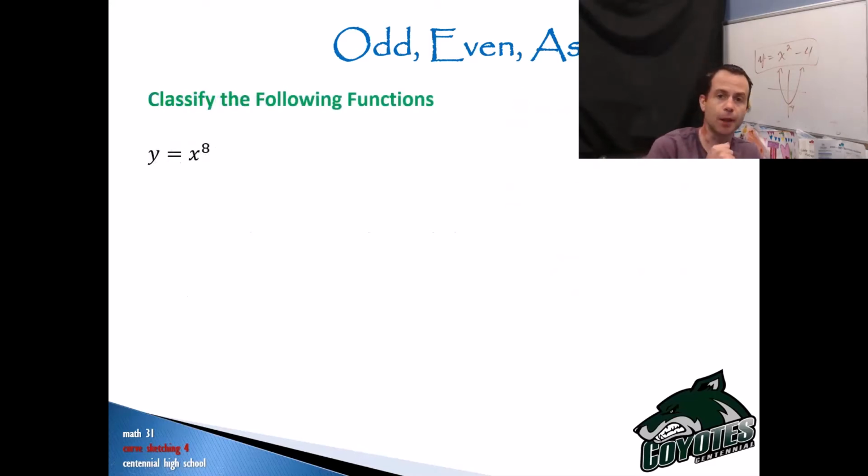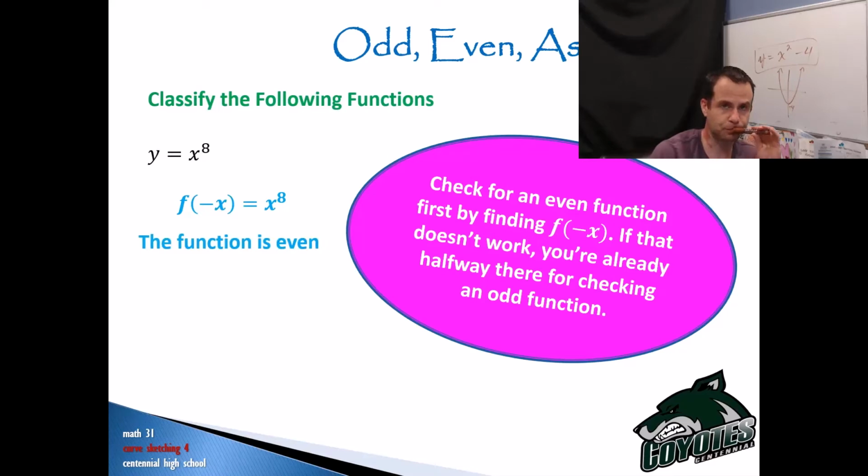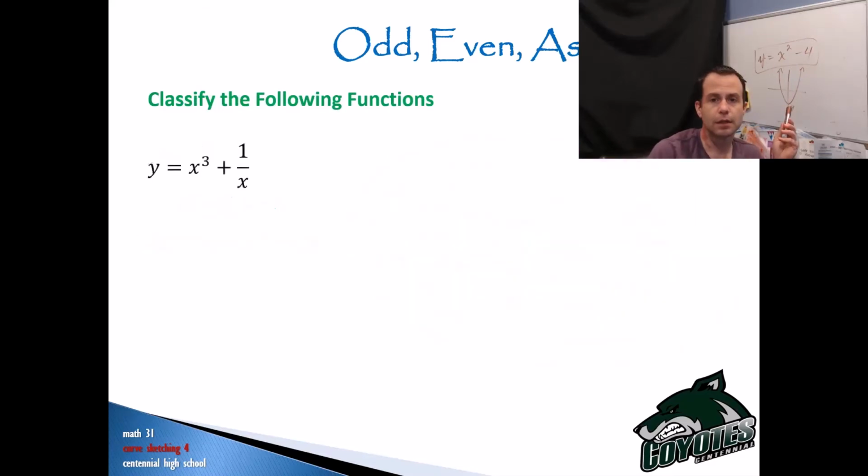Okay, so classify the following functions. y equals x to the 8. Well, first we're going to check for an even function, so we're going to find f of negative x. If that doesn't work, you're already halfway there to checking for an odd function. So I'm going to replace x with negative x. If I do that, negative x to the 8 is still x to the 8. So f of negative x is the same as f of x. So my function's even, okay?